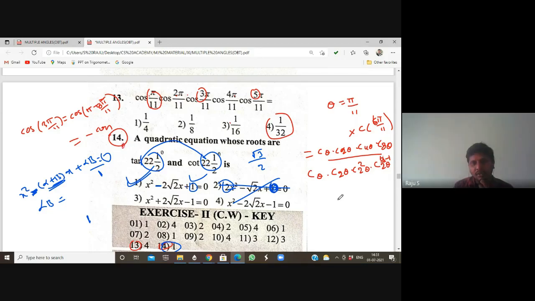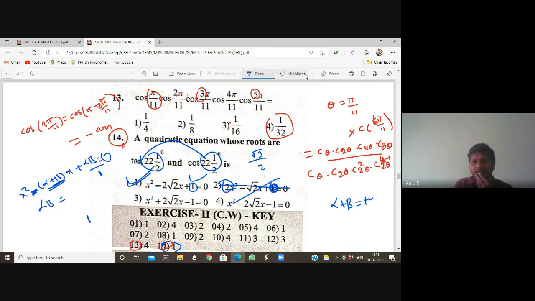Generally you need to find the alpha plus beta value: tan 22 by 2 plus cot 22 by 2. Cot 22 by 2 you can write as 1 by tan 22 by 2. Take LCM. This is a big procedure again. For this question that is not required. You can do it in this way.